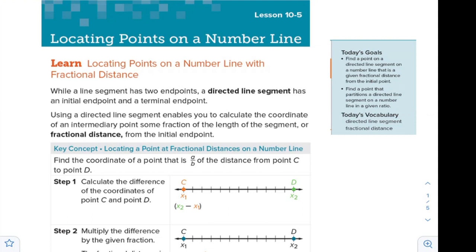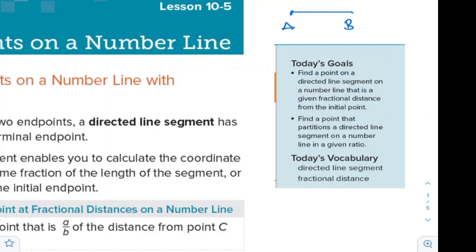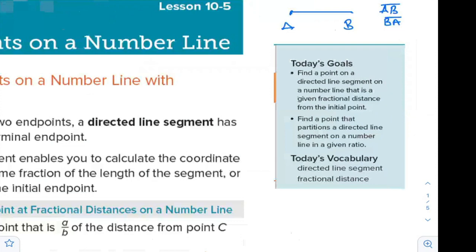First, let's discuss what is the meaning of directed line segment. While a line segment has two endpoints, for example, this is line segment AB, we can name it AB or BA, no matter which is the first, the initial, or the final point, the terminal point.